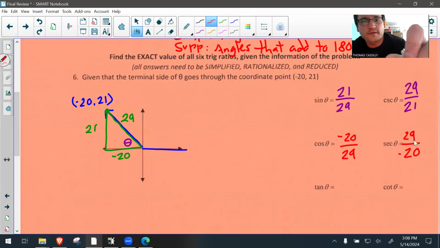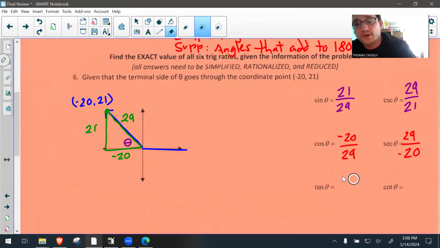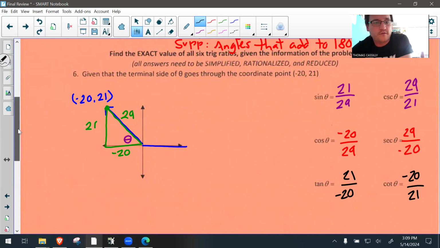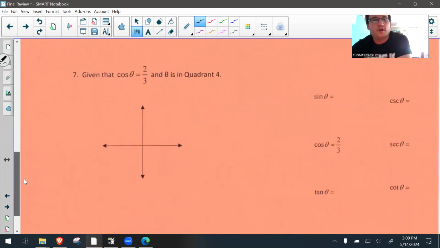All right. Then the tangent, of course. The last one here is the opposite over the adjacent. Let me write my numbers correctly. We're going to have 21 over negative 20. And then flip it upside down. You got negative 20 over 21. All right, and that one's done. There's all 6 trig ratios there. They're rationalized. They're reduced. All that good stuff. All right, so now the next one.